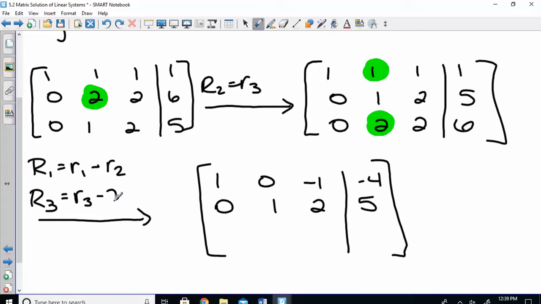Row 3 equals row 3. It is a positive 2, so I need to subtract 2 of row 2. So 0 minus 0 is still 0. 2 minus 2 is 0. 2 minus 4 is negative 2. 6 minus 10 is negative 4.